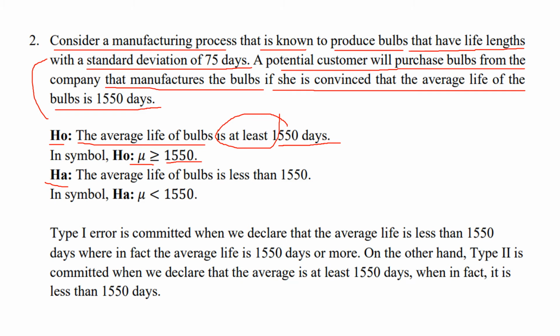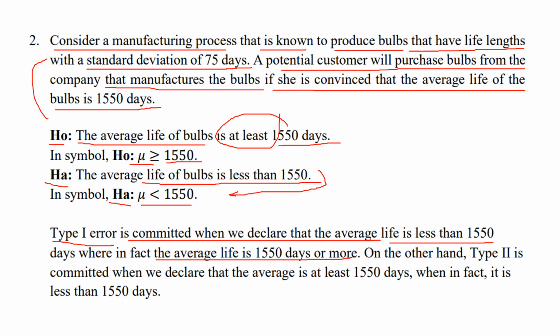For your alternative hypothesis, since your alternative is totally opposite of your null, we assume here that the average life of the bulb is less than 1,550. Therefore, if we convert this into symbols, your population mean mu is less than 1,550. So a type 1 error is committed when we declare that the average life is less than 1,550 days, when in fact the average life is 1,550 days or more. Once we reject your true null hypothesis, that will be your type 1 error.